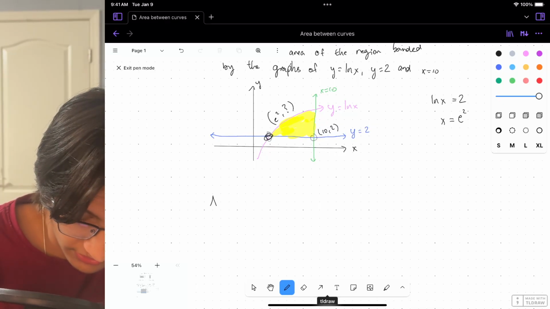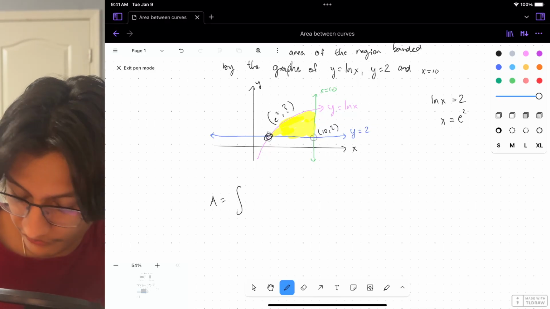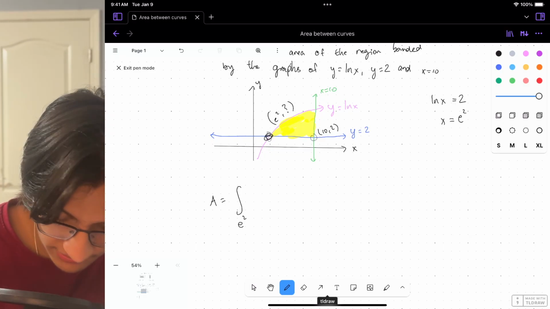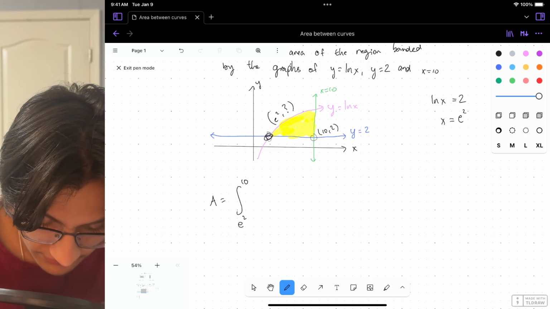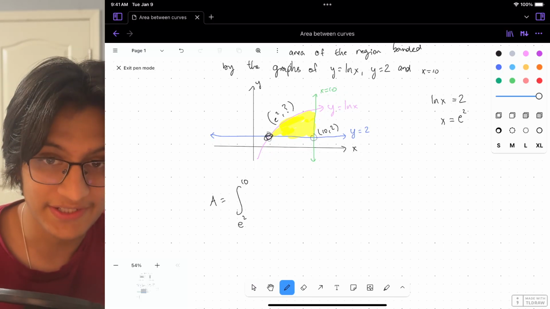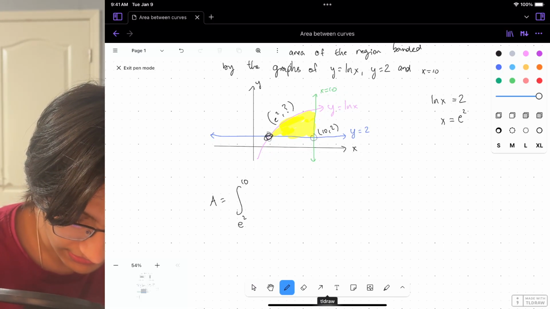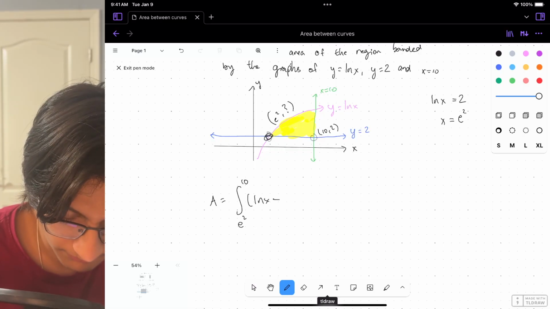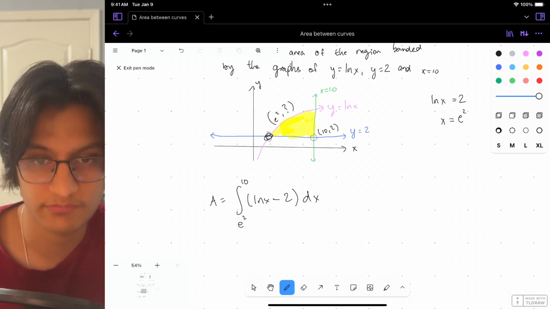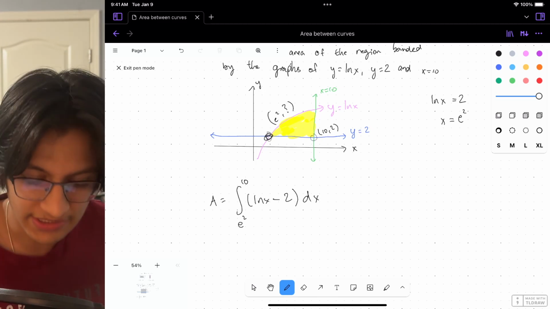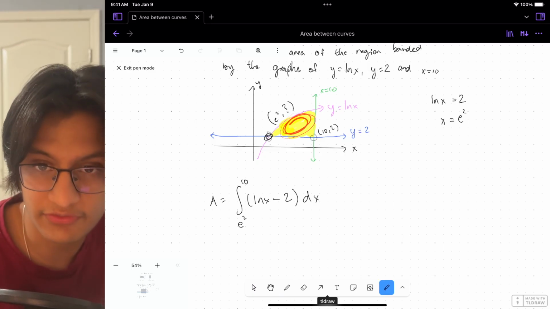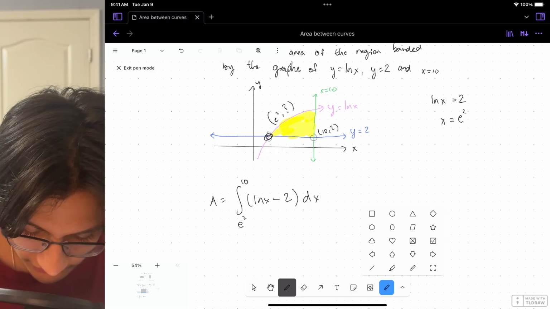So the area is going to be the definite integral from e squared to 10 of the region, right? Which is going to be the top function minus the bottom function, which is going to be natural log of x minus 2 dx. Look at that. We've set up an integral that shows this area right here. So how about we just solve this now, right?